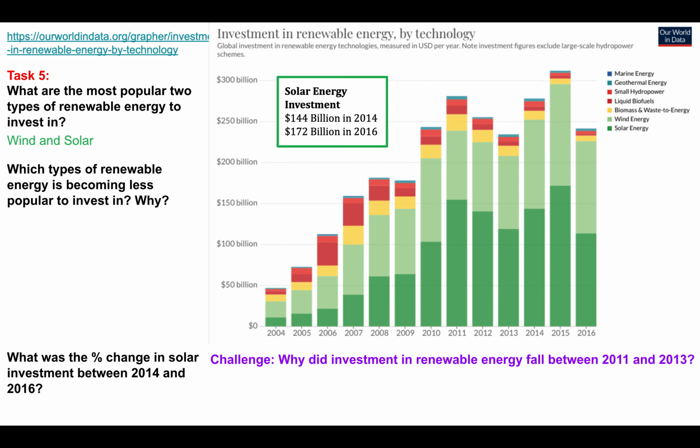Which type of renewable energy is becoming less popular to invest in? So what we're looking for here is something that is shrinking in size, even though the overall bar is getting bigger. So you can see this bar is bigger than this bar, and this bar, and this bar is bigger than that one. And they get bigger over time, but some of these sections are decreasing. So for example, here, the red one is quite large.